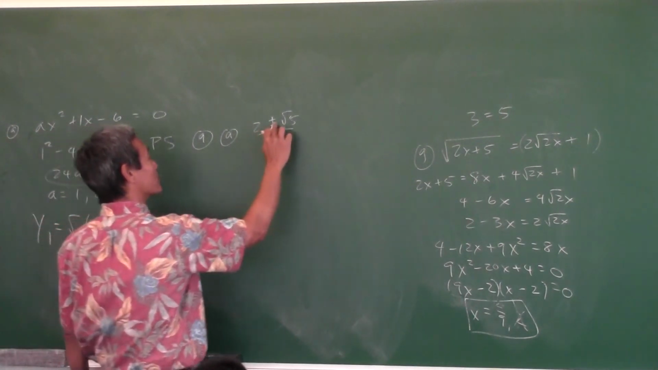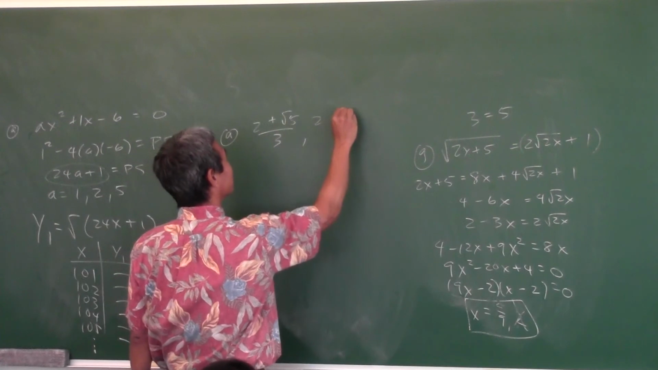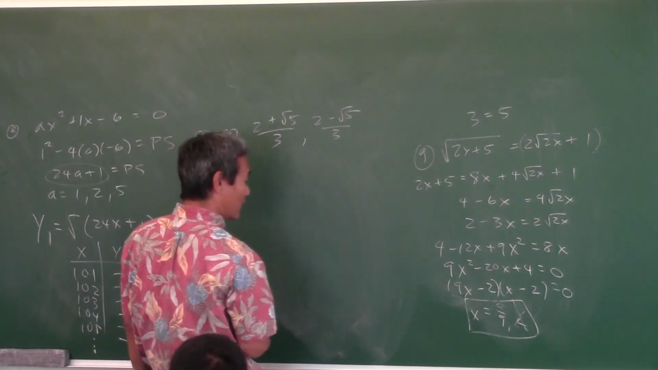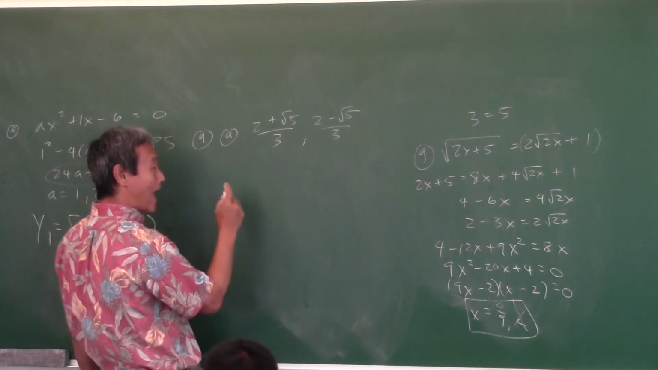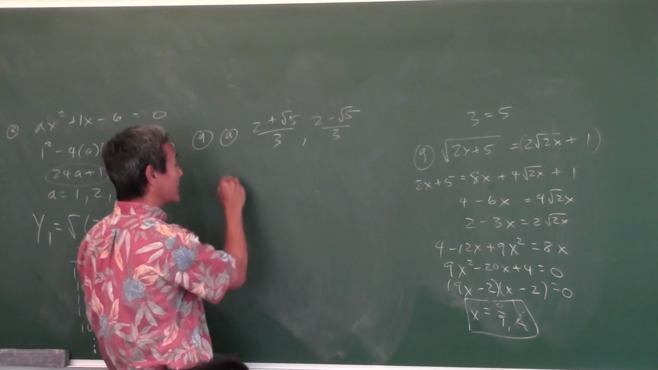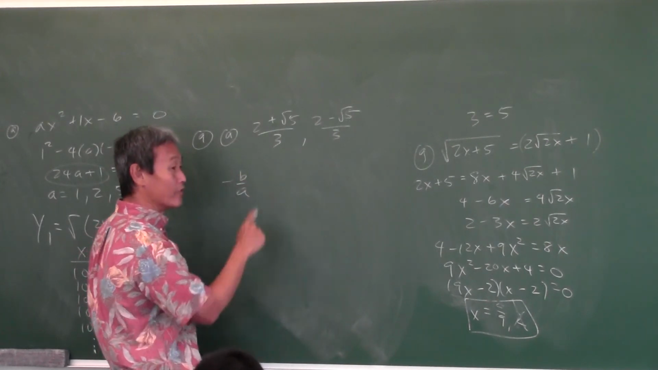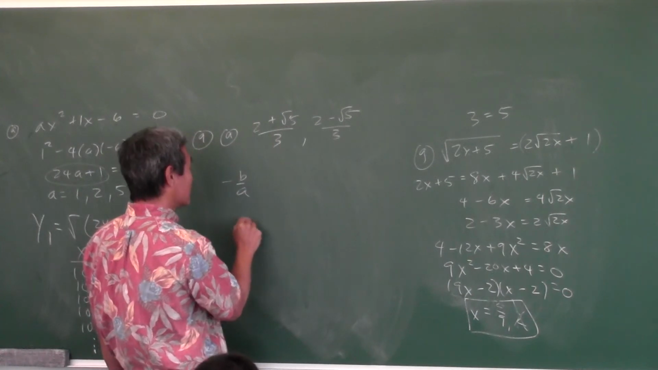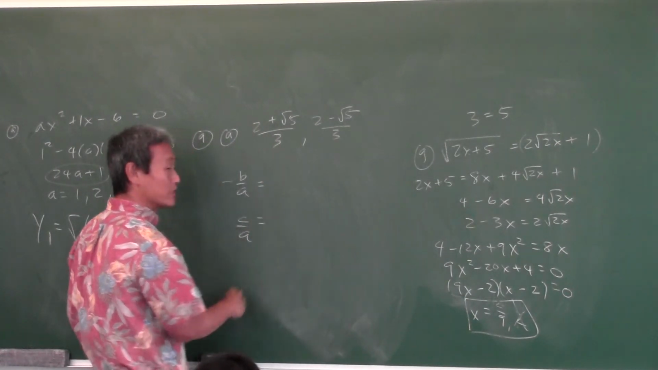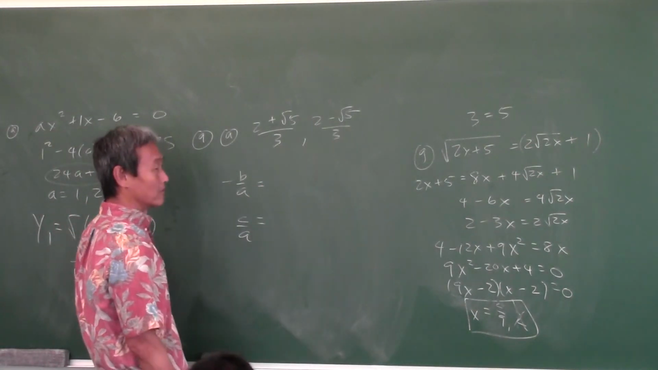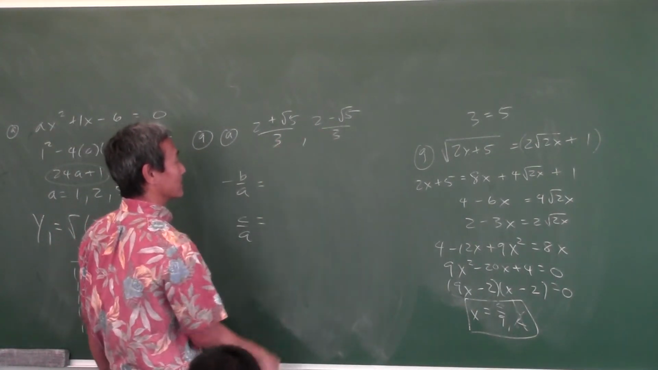How many roots does a quadratic equation have? It rhymes with move. There's 2. And what did we learn yesterday? If you add the 2 roots of a quadratic equation, you will always get negative b over a. If you multiply the 2 roots of a quadratic equation, you will always get c over a. Let's use that right now. Okay, here are the 2 roots. Add them together. Go. What is this plus this?